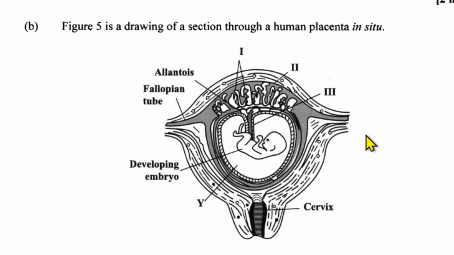And that just means while it is still in the uterus, it means on site. And we could see a number of things being labeled here. And they said identify and describe the main function of each of the structures labeled 1, 2, and 3. 1 is going to be the chorion or the chorionic villi.